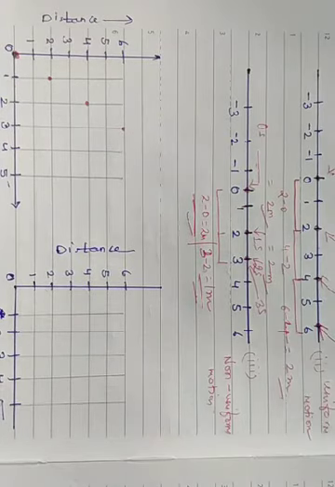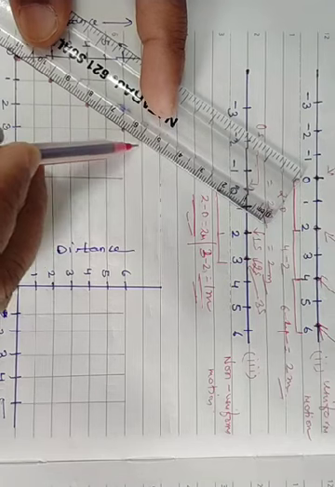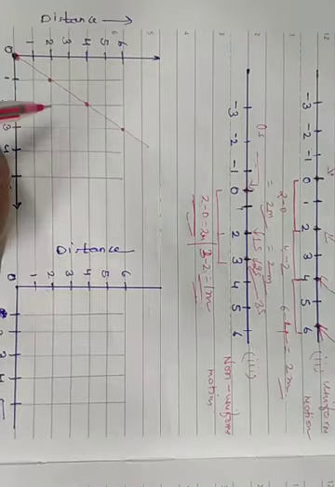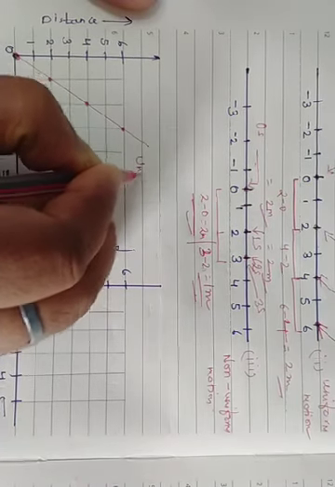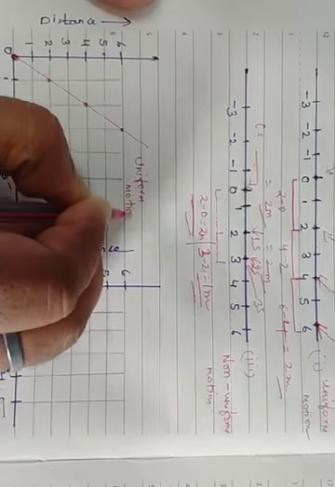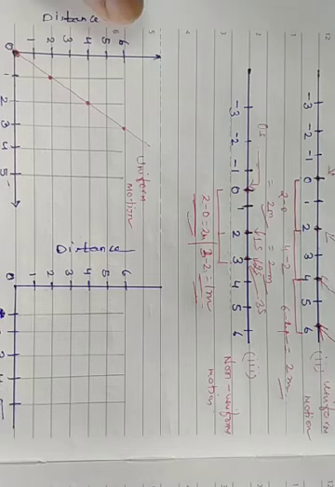Okay, we can see that all these points are collinear. So what are we going to get? We are going to get a straight line. A straight line is obtained only in the case of uniform motion. So this is the graph which is plotted for case number 2.